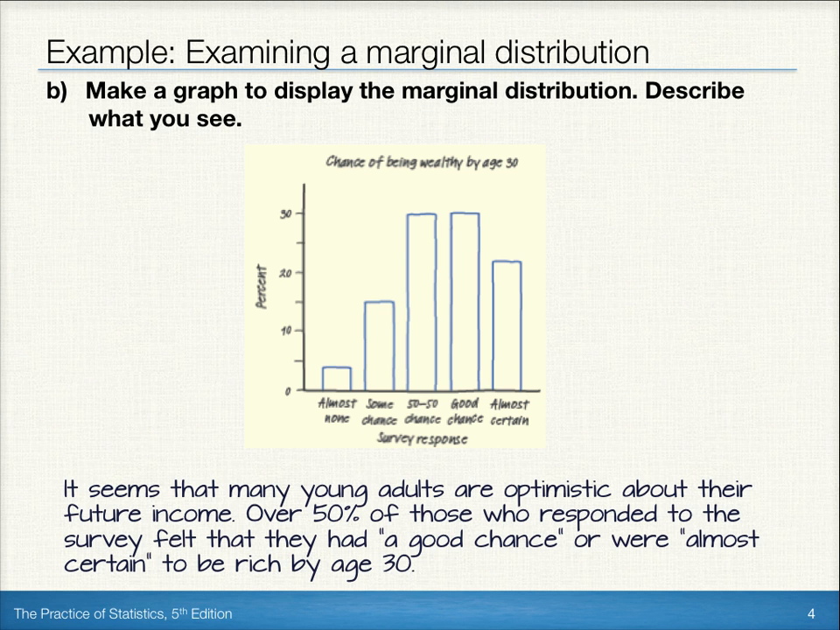We can see it seems that many young adults are optimistic about their future income. Over half of those who responded to the survey felt they had a good chance or were almost certain to be rich by age 30.